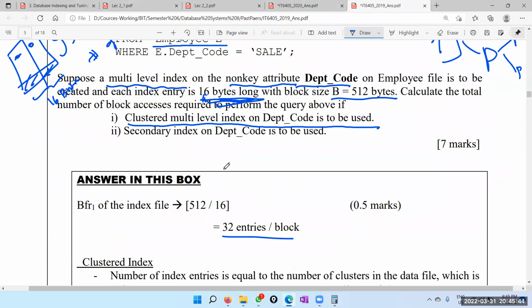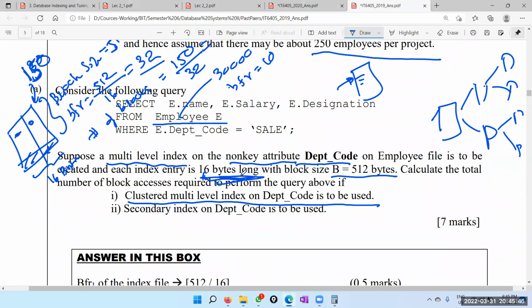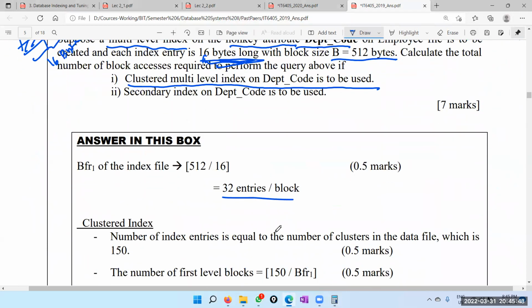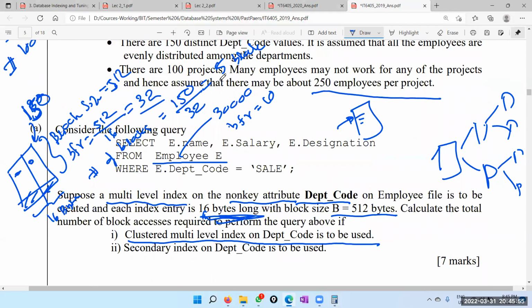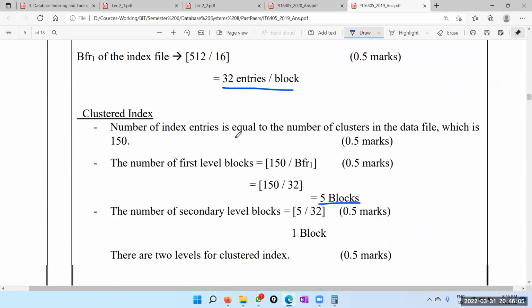Right, 32 entries per block, correct. Clustering index, number of first level blocks is 5 blocks. Then we need to use the fan out property to see how many blocks we get at the next level.